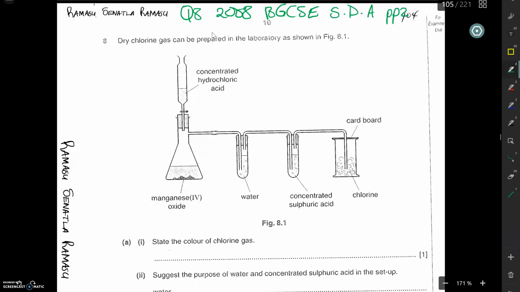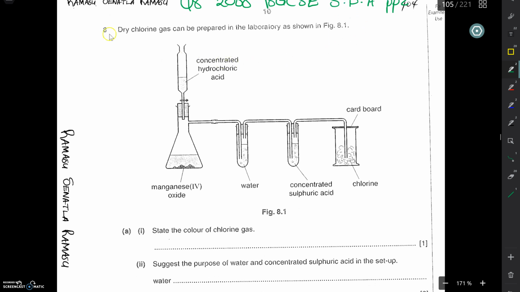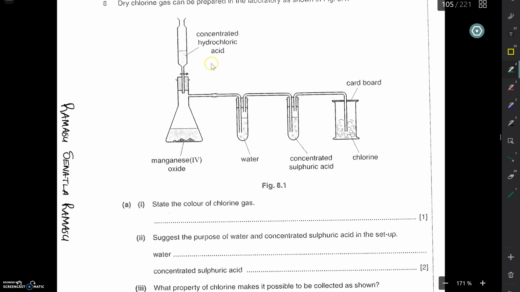Welcome to my presentation on question 8 from the 2008 BGCSE Science Double Award, Paper 2. The question says that dry chlorine can be prepared in the lab as shown in figure 8.1. Okay, there's the arrangement.